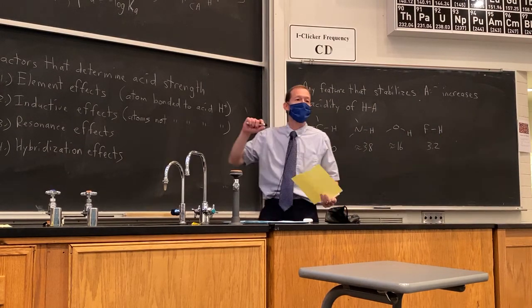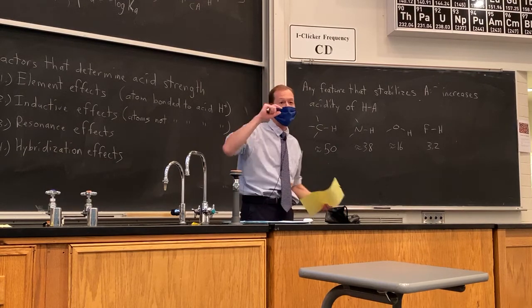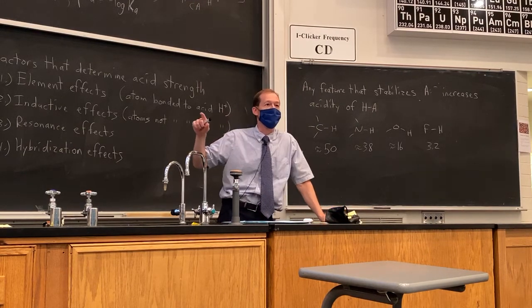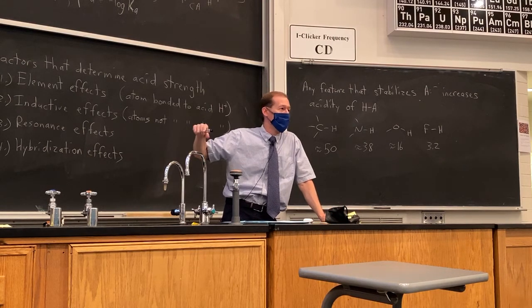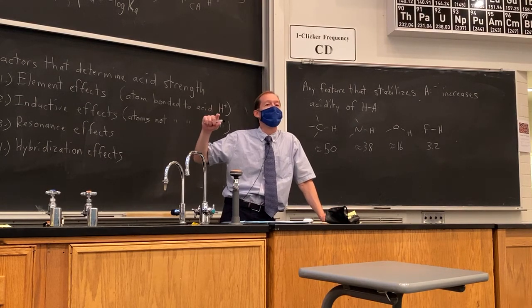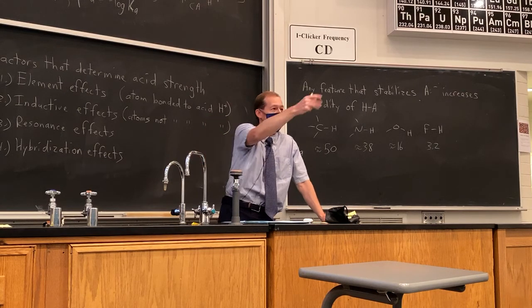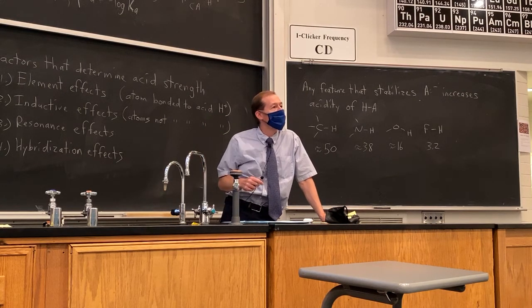So is our acid strength increasing or decreasing as we go left to right across the periodic table? It is increasing. Why? Who can raise their hand and tell us why? Yes, please. It does have to do with electronegativity, okay?